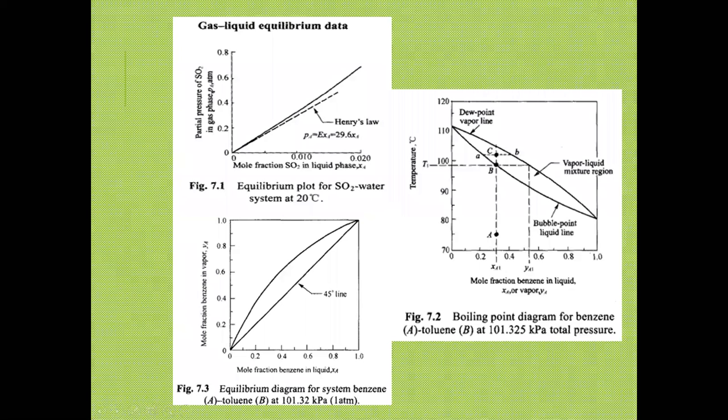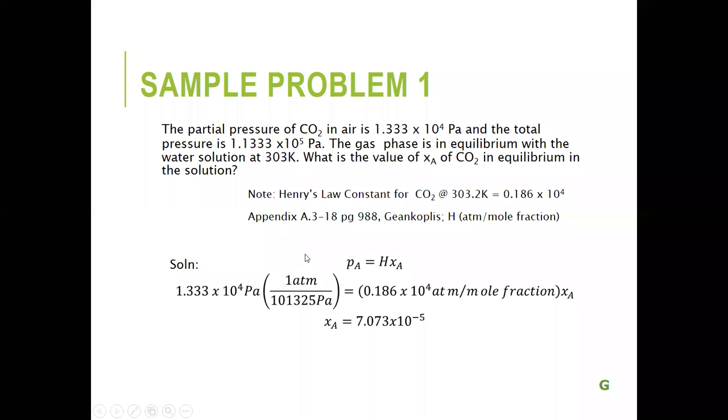Okay, now we move on. This is our first sample problem. I'll be cut in a minute. We will reconnect. The partial pressure of CO2 in air is 1.333 times 10 raised to 4 Pascal, and the total pressure is 1.1333 times 10 raised to 5 Pascal. The gas phase is in equilibrium with the water solution at 303 Kelvin. What is the value of XA of CO2 in equilibrium in the solution?